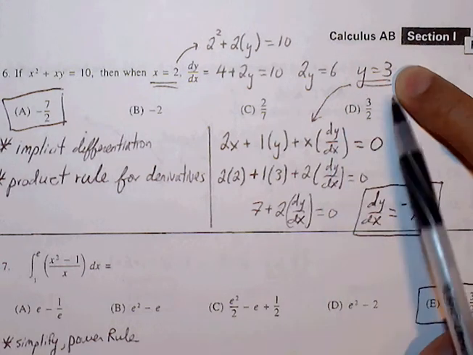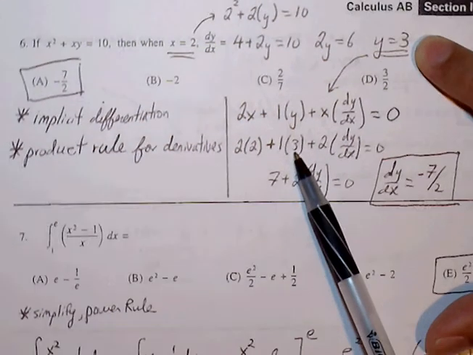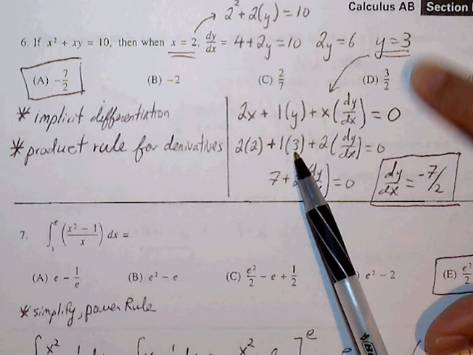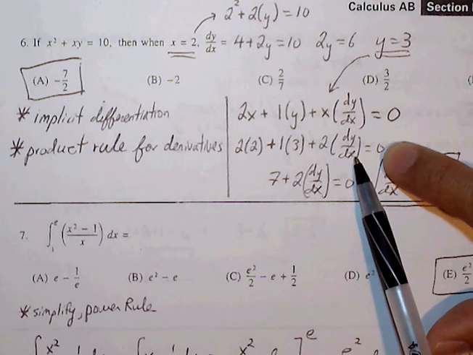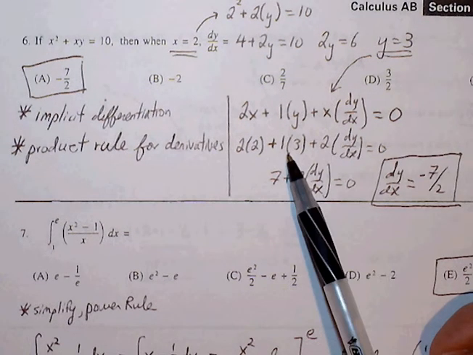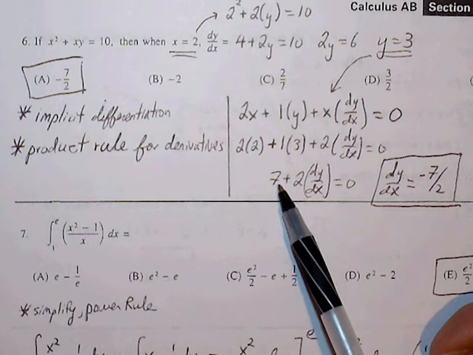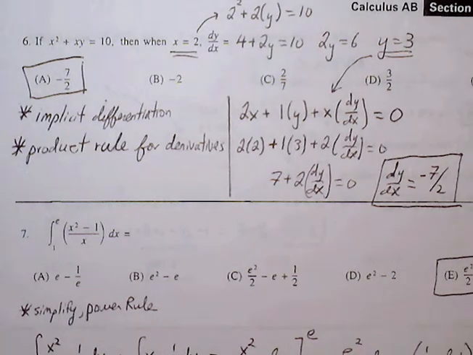Now we have the y value we can plug into our derivative equation. And now the only variable that's missing is dy dx. We can solve. 4 plus 3 is 7. Subtract 7, divide by 2, and we get negative 7 over 2.